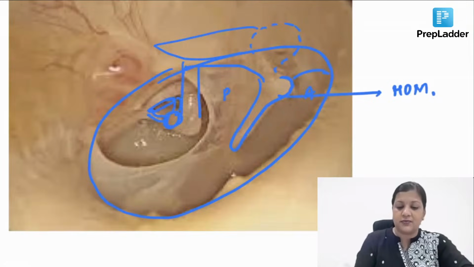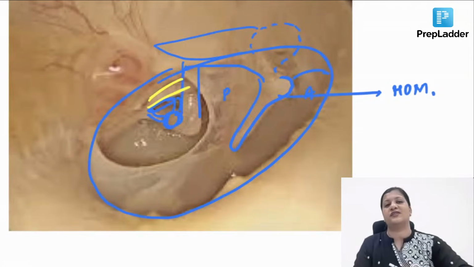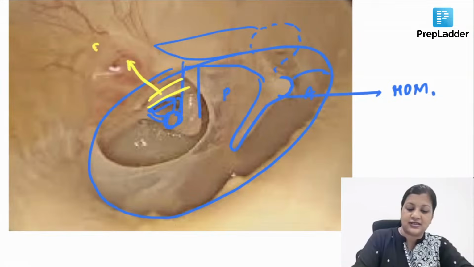So above the stapes, you see there's a nerve. Can you all quickly tell me in your chat box what is this nerve that you see above the footplate of stapes? This is what I'm interested in. So what is this structure?